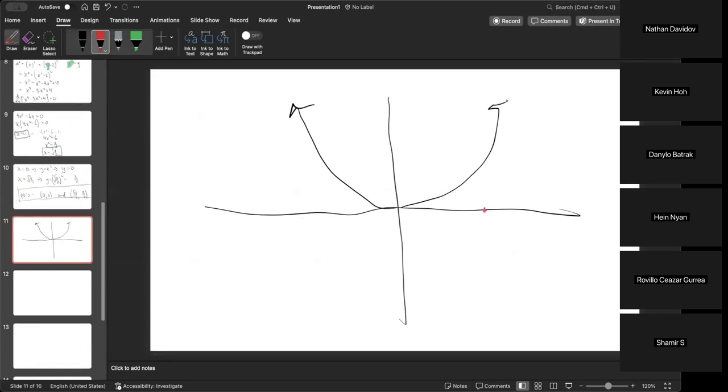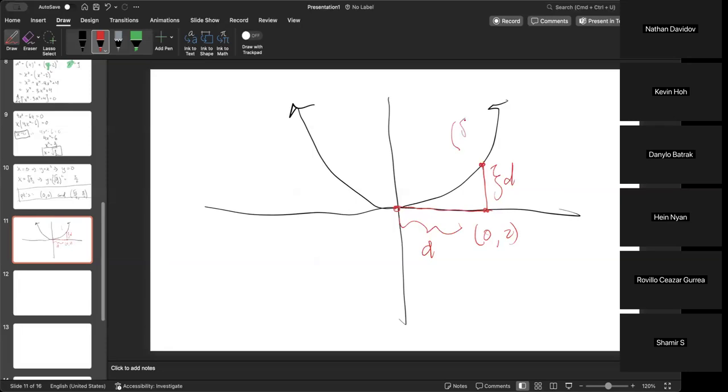So here's what the picture looks like. I'm claiming that there are 2 points which are closest, and that these distances are the same. These distances are the same.